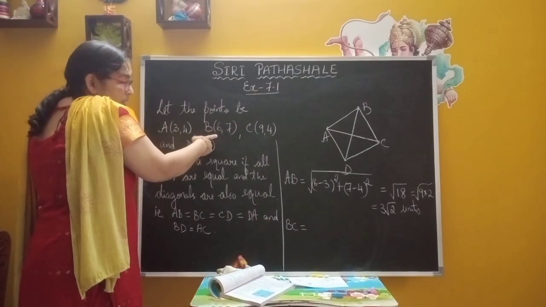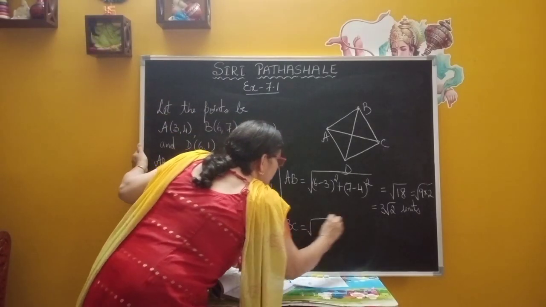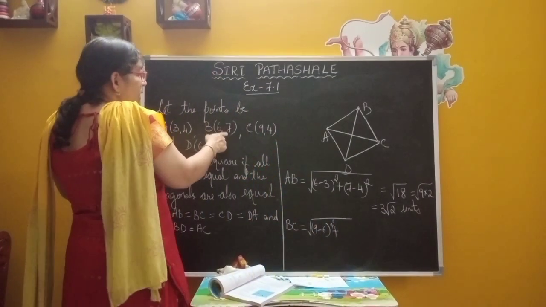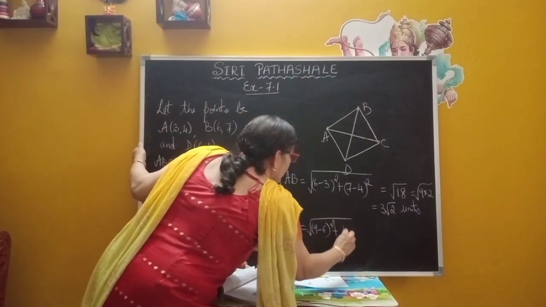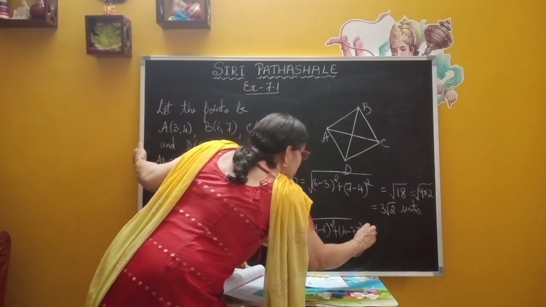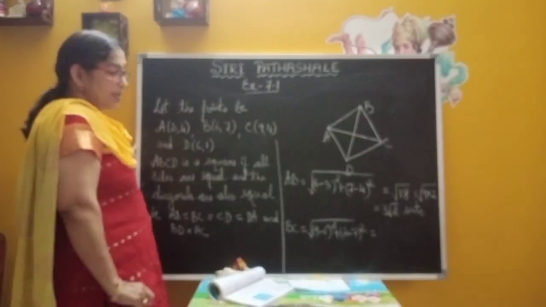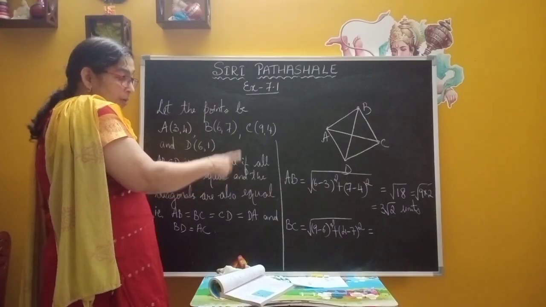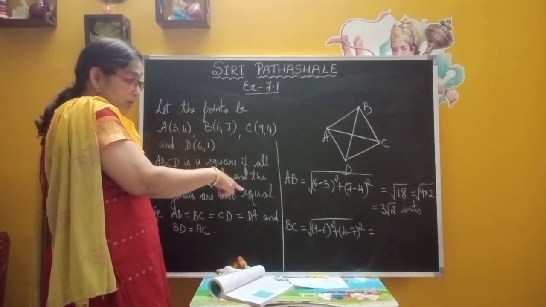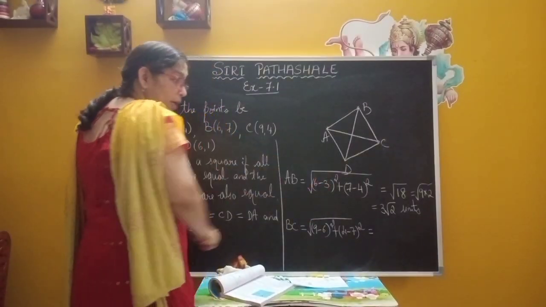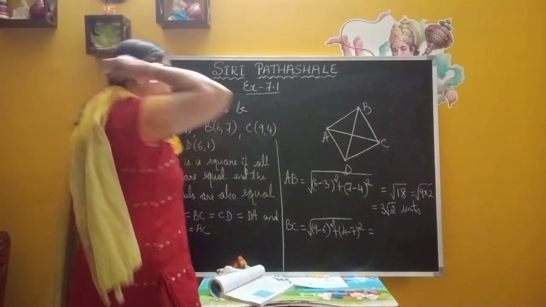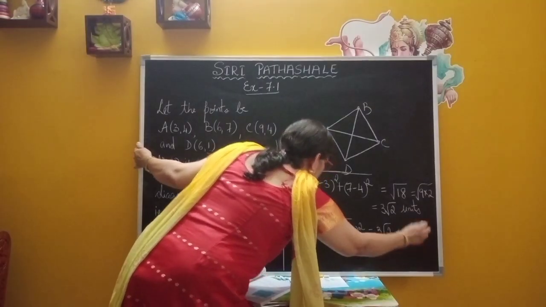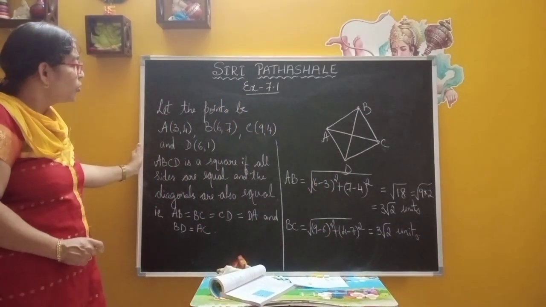Now BC. BC is equal to the square root of (9 minus 6) whole square plus (4 minus 7) whole square. 9 minus 6 is 3, so 3 square. 4 minus 7 is minus 3, minus 3 whole square. So 3 square plus 3 square, 9 plus 9, 18 again. Again we get root 18 or 3 root 2 units. Now let us go with 2 more.